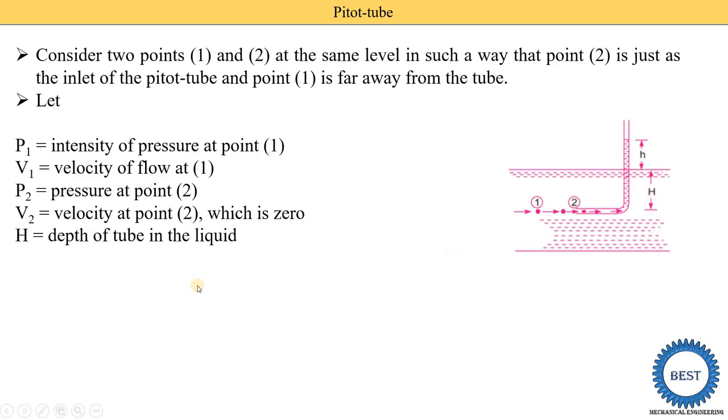What is this capital H? Capital H is the depth of the tube in the liquid and the small h is the rise of liquid in the tube above the free surface. So this is the free surface, and above the free surface the water rises in the tube, and up to which level it rises we measure the distance, and this distance is called the small h.